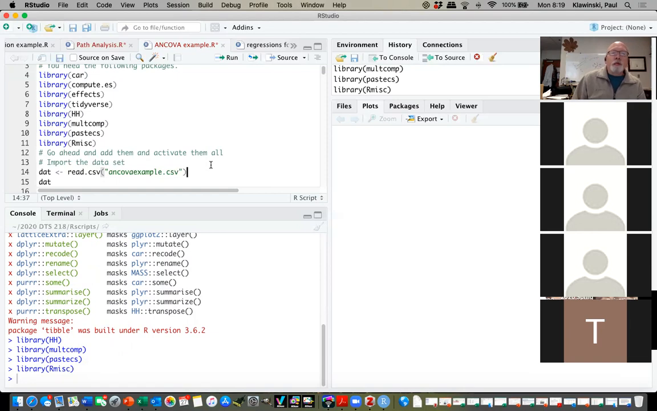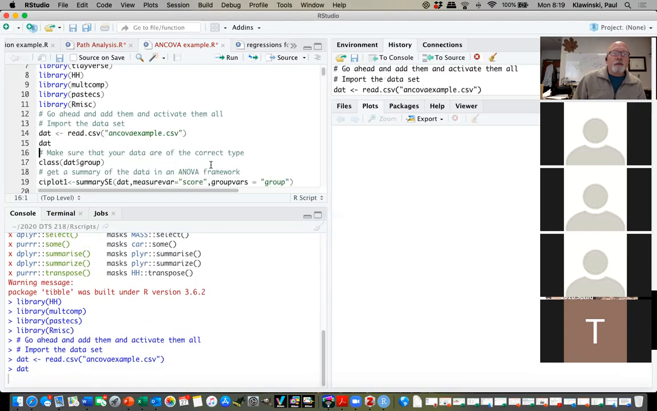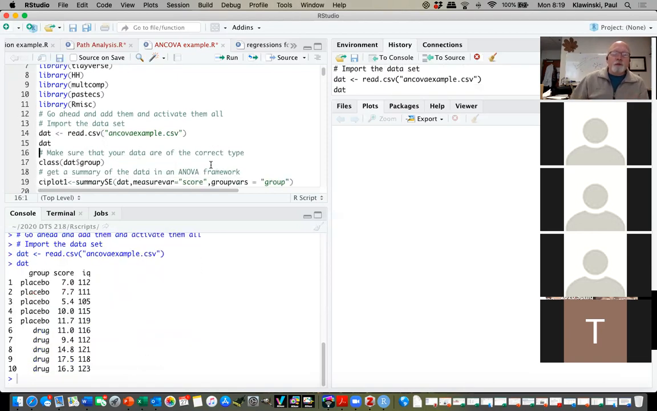So the ANCOVA example.csv file is the data file. It's a really small, simple data file. It's got the placebo group, the drug group, the memory scores, and then IQ. We went through this briefly on Friday.